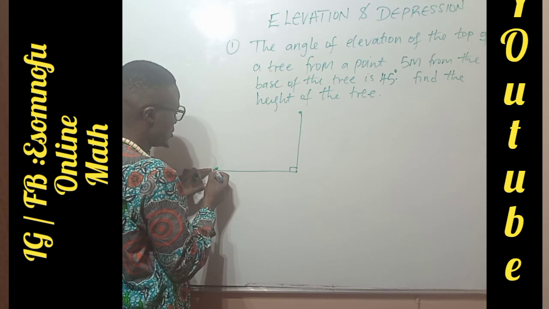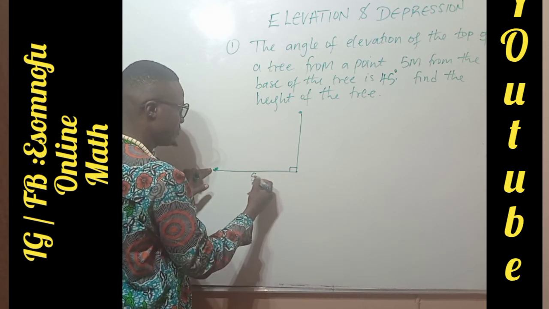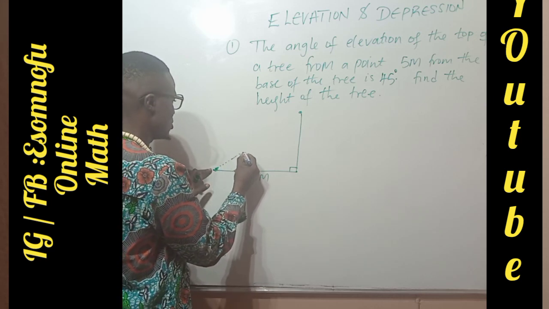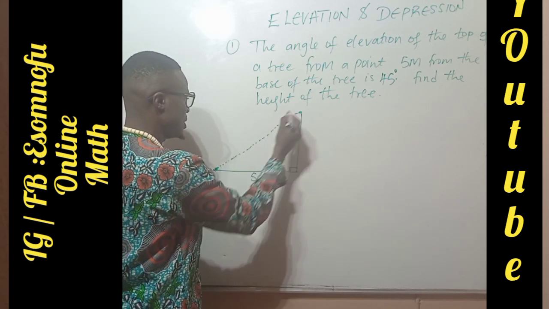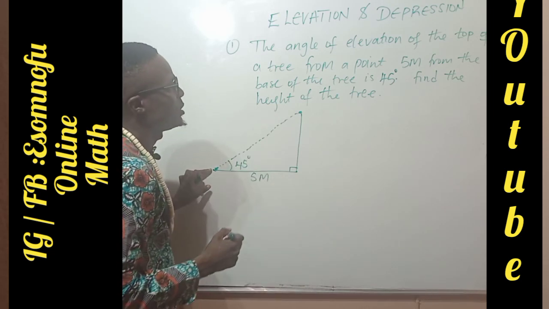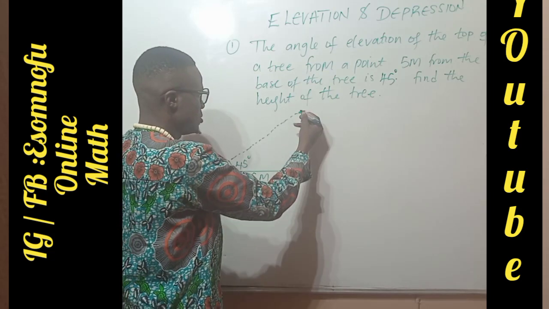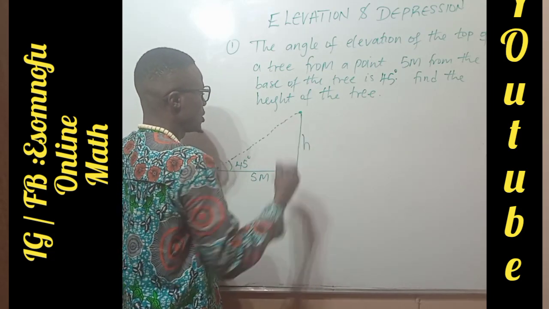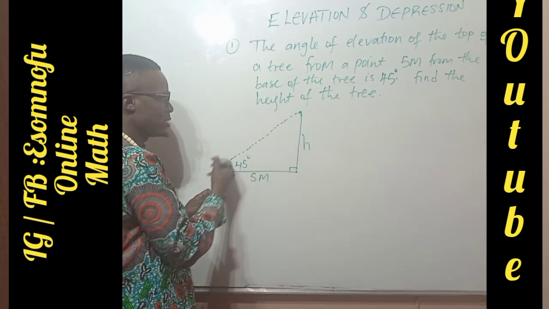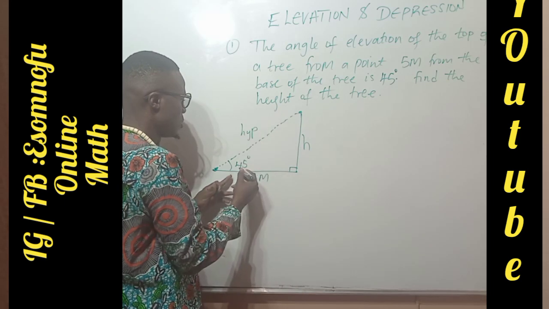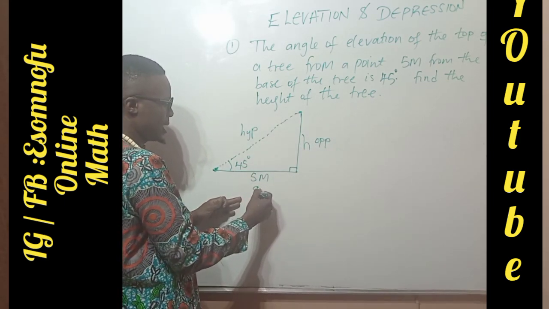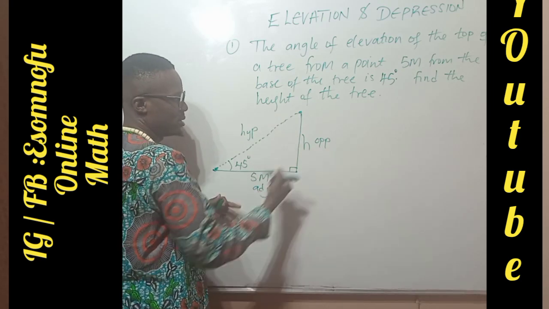Look at the base of the tree. So this point to the base of the tree is 5 meters. Okay, and the angle of elevation, the angle through which the top of this tree is seen, is 45 degrees according to the question. And the question says we should find the height of the tree. Look at the height of the tree here, h. Now, to get the height of the tree, you should know that the longest side of a right angle triangle is the hypotenuse, while the side facing it is the opposite. The third side is now the adjacent. The side facing the given angle is the opposite.